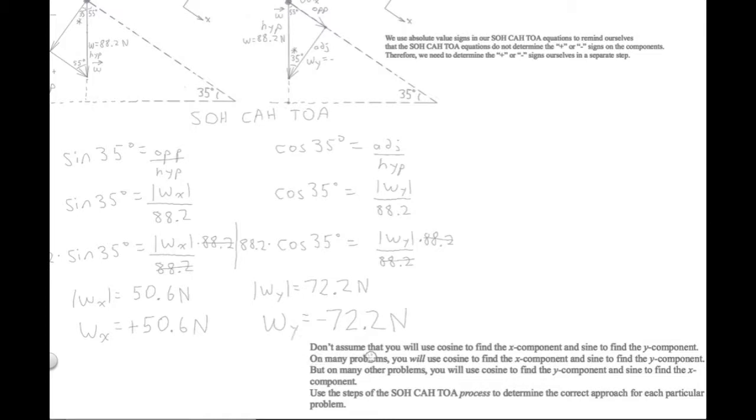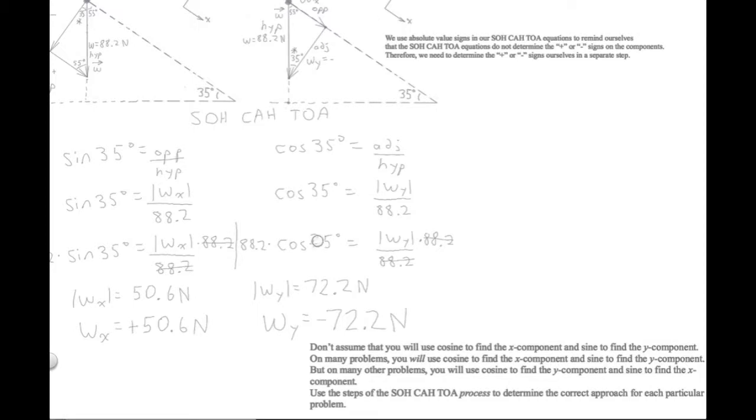Do not assume when you're breaking vectors into components that you will use cosine to find the x component and sine to find the y component. On many problems, you will use cosine for x and sine for y, such as the previous problems in this video series. But on many other problems, you will use cosine to find the y component and sine to find the x component, such as this problem that we just worked on.